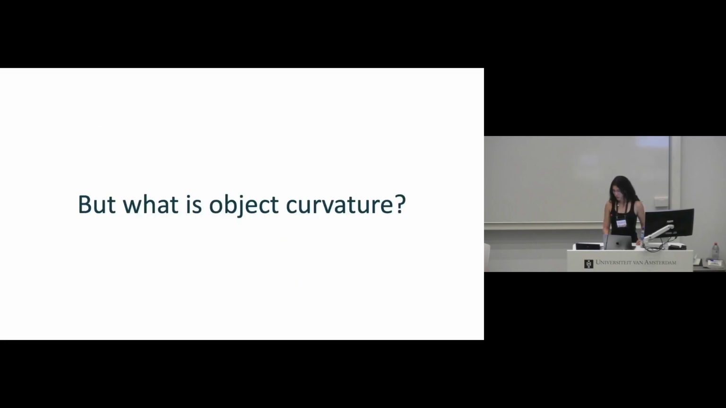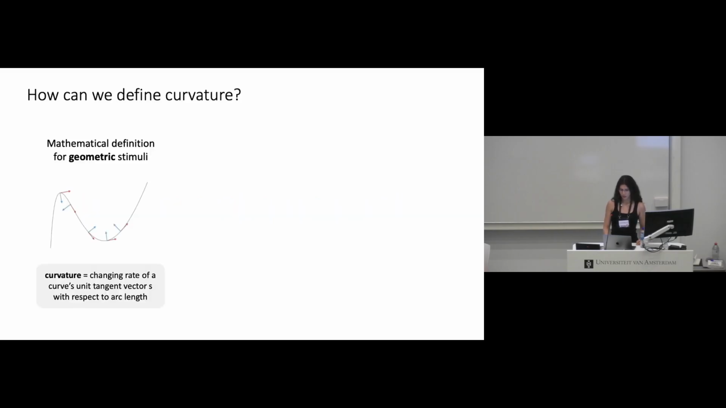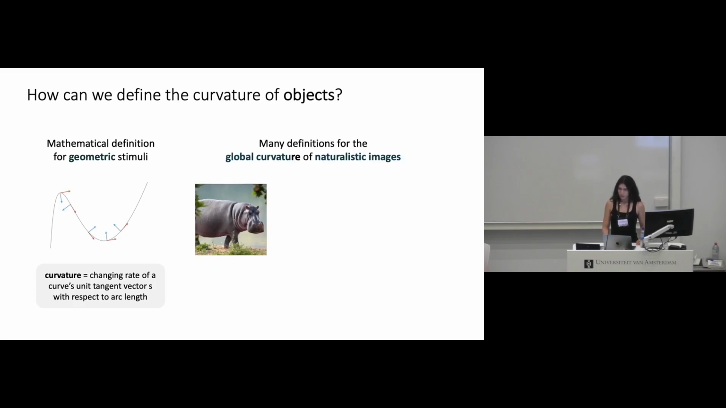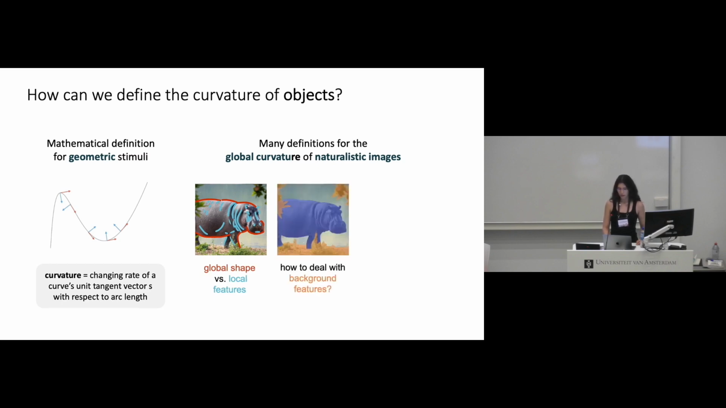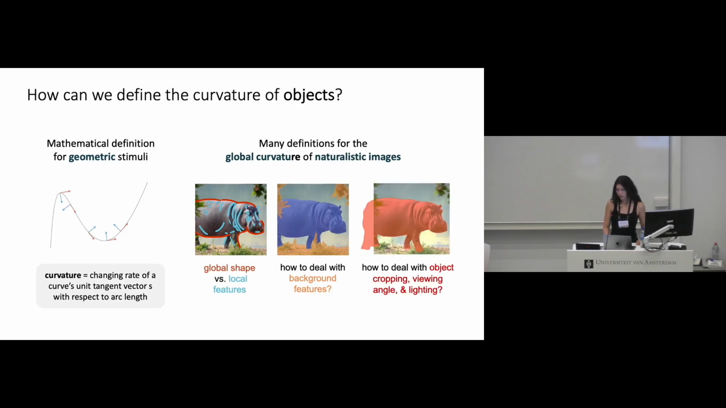But despite the prominence of curvature in vision science, one thing is still missing. What do we actually mean when we talk about the curvature of objects? For abstract geometric stimuli like the lines here, there's a clear mathematical definition of curvature. However, defining the global curvature of objects in naturalistic images remains challenging, and some curvature definitions may focus more on the curvature of global versus more local features. Some definitions may also consider curvature features in the image background, and we also have to ask ourselves, how do we want to deal with object cropping, viewing angle, or contours arising from different lighting situations?